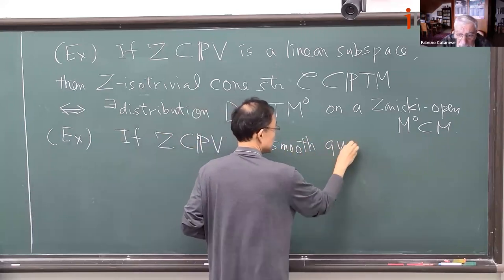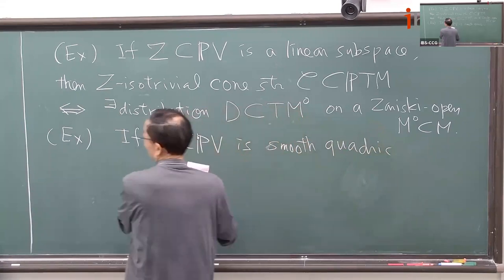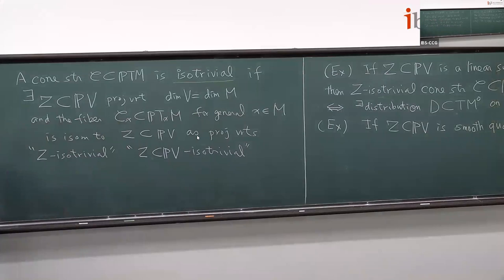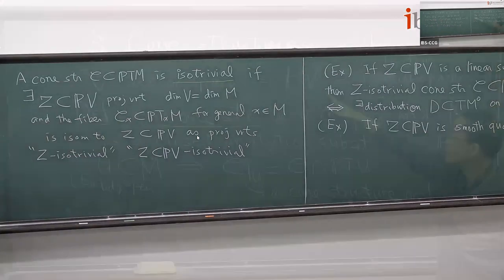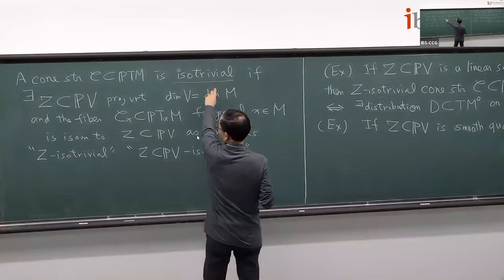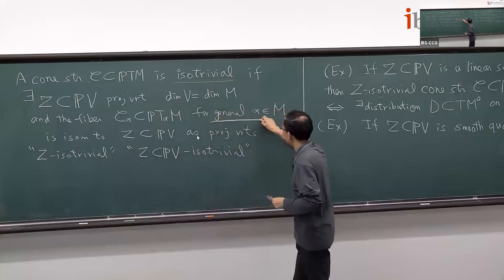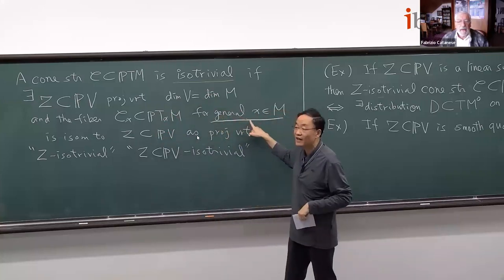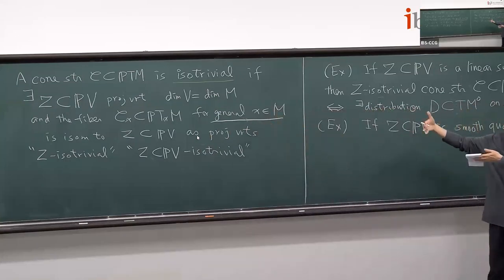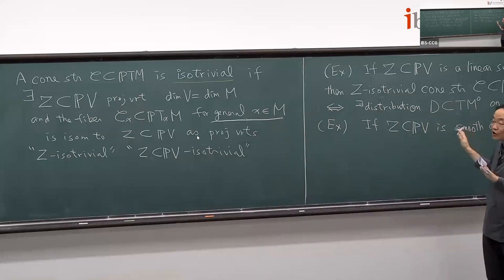So why do you need the Zariski open set? Because my definition of cone structure ignores some special singular fibers. This is just a subset inside PV. There may be some special ones. So when I define isotriviality, I assume that it is isotrivial only for general fibers. Basically, in this discussion, we do not worry about special points. We look at general fibers.